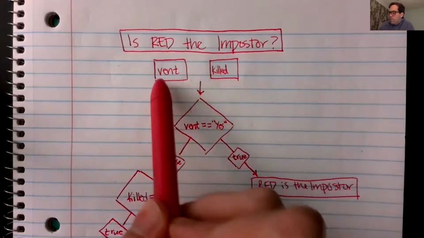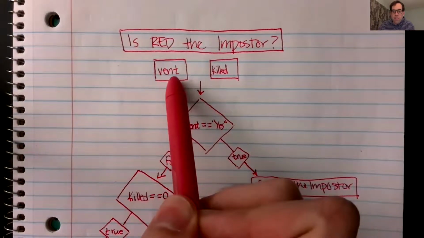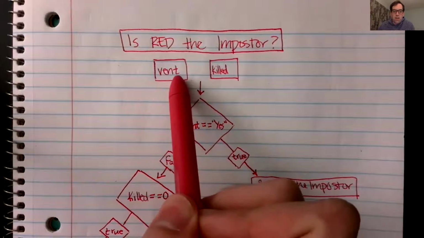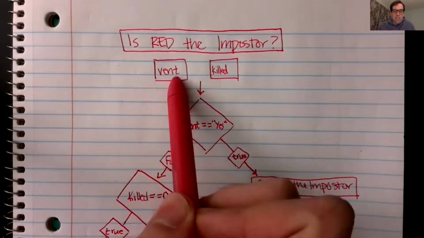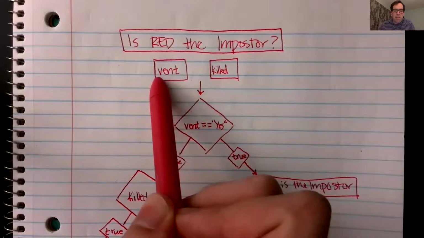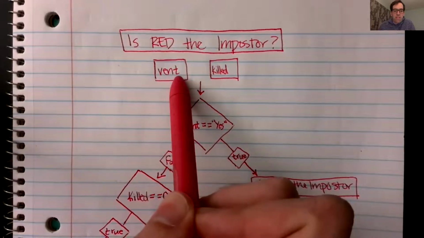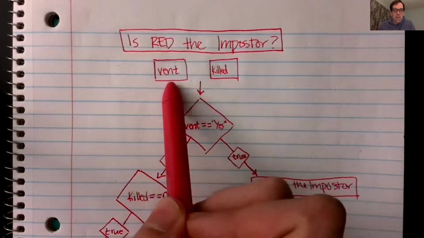So there's something called venting where you can crawl through a vent, but only the imposters are able to do it. And so I'm making one variable called vent, and vent is either going to have the value yes or no. And the user of the app is going to be able to decide whether vent is yes or no. And that's saying if they saw red vent.